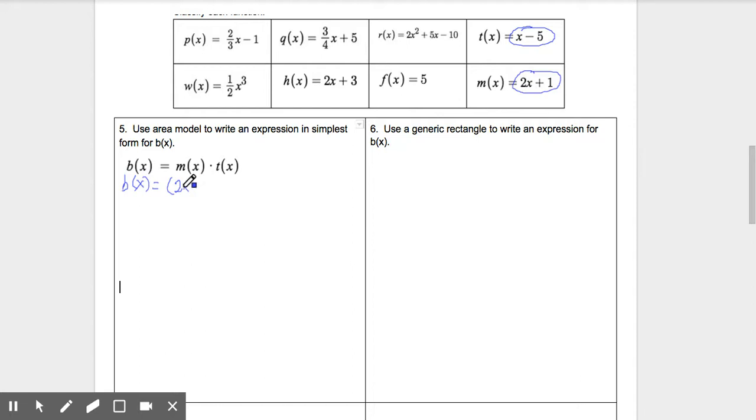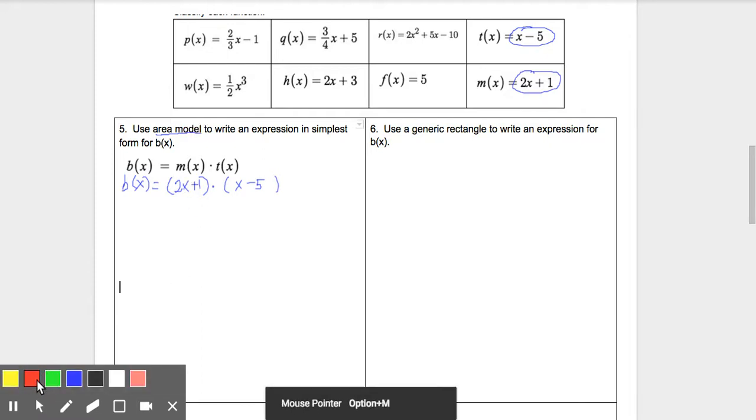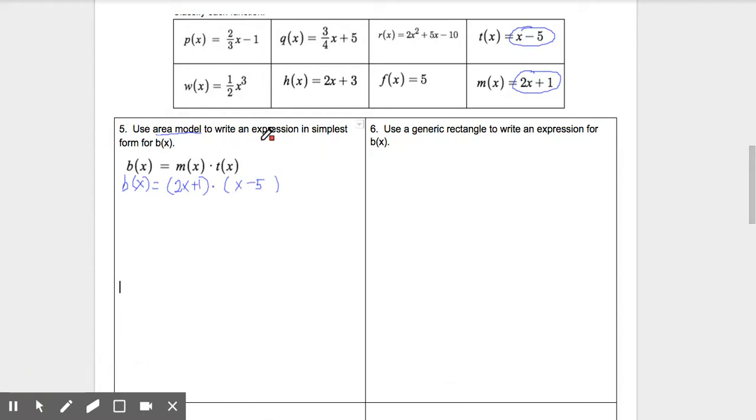We can put 2x plus 1 times t of x, which is x minus 5. Okay, now we want to write the expression using an area model. When we are thinking of an area model, we have to use the algebra tiles. So let's review algebra tiles again.